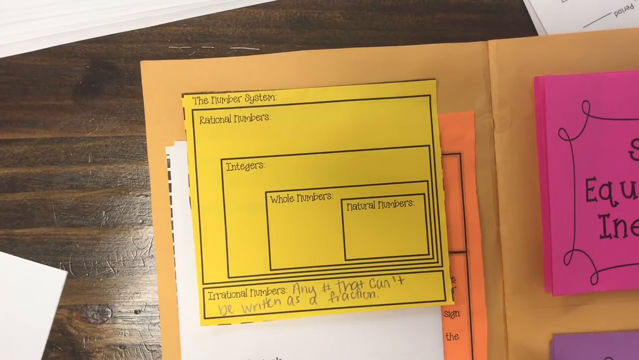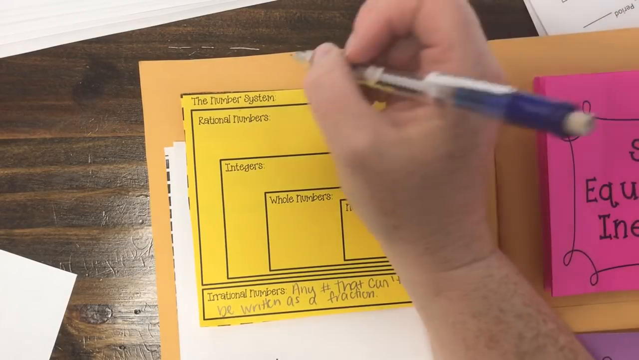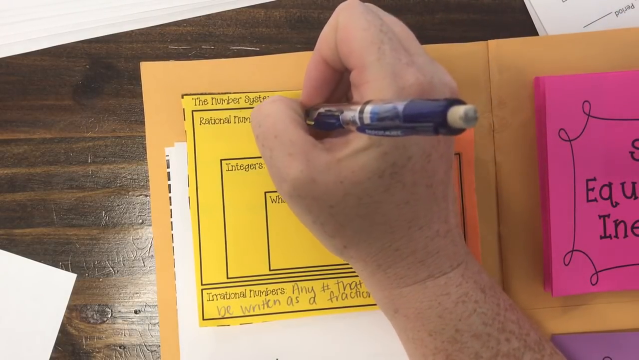Okay, rational numbers. Most of the numbers you deal with are going to be rational, but it's a number that can be written as a fraction.